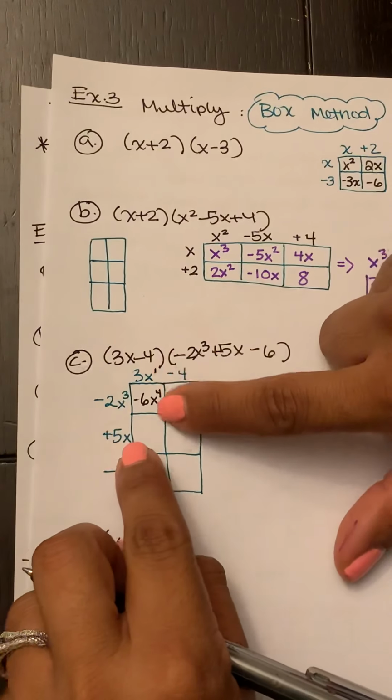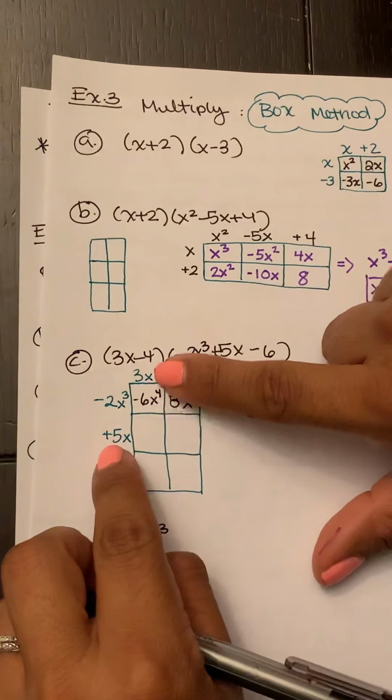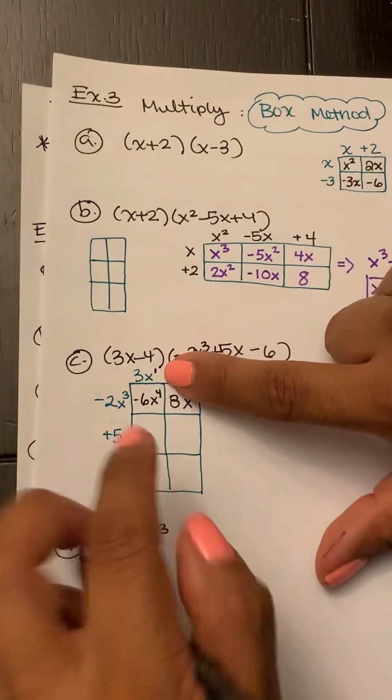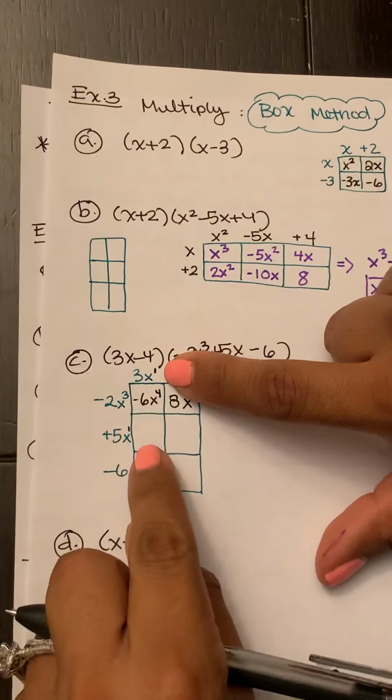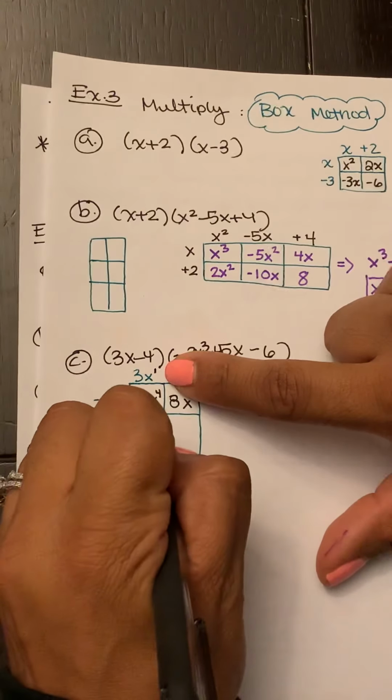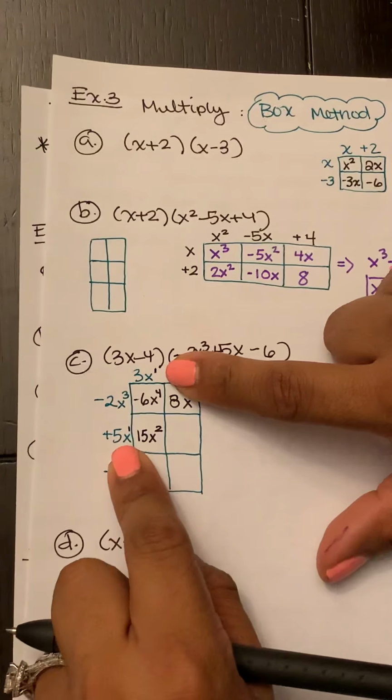All right, let's go ahead and look at these two. This 3x and the 5x. 5 times 3 is 15. X to the power of 1 times x to the power of 1. So that's 15x to the power of 2, because we're adding our exponents.